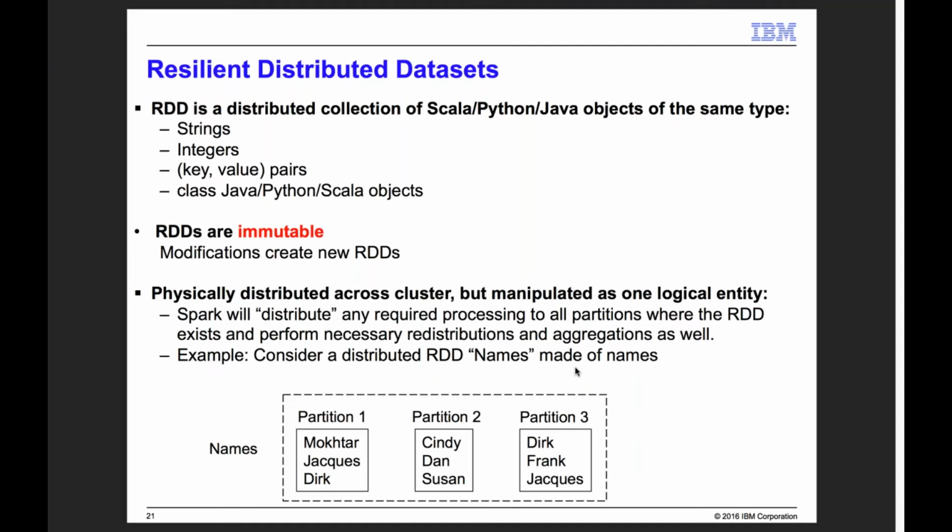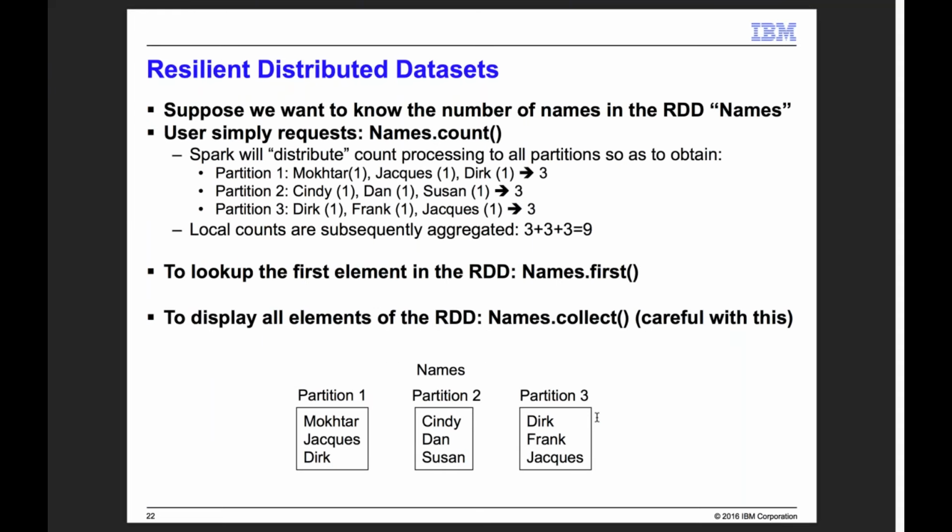Spark will distribute any required processing to all partitions where the RDD exists and perform necessary redistributions and aggregations as well. So if you take an example, let's say I have 10 names. I'm just trying to make it simple. So I have 9 names on 3 partitions. Names is my RDD: partition 1, partition 2, partition 3. What I want to do now is I want to know how many names are there in my data set.